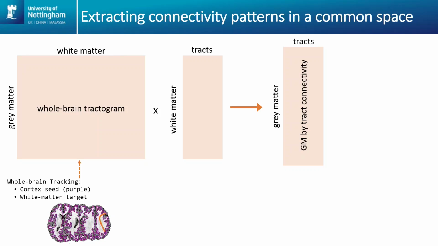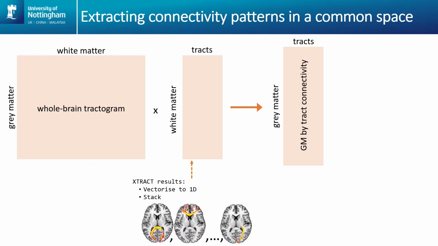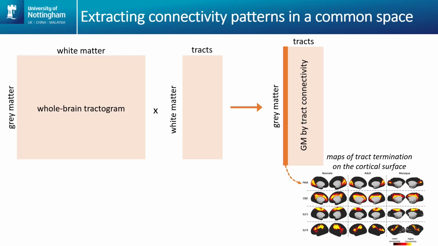And we count the number of streamlines or visitations to each white matter voxel, building a gray matter by white matter connectivity matrix. We then vectorize and stack our white matter tracts from before to give us a white matter by tract connectivity matrix. And now we have two matrices between which we can find the intersection through their multiplication, since they share the white matter dimension. And that gives us our gray matter by tract connectivity matrix, which is our common space.